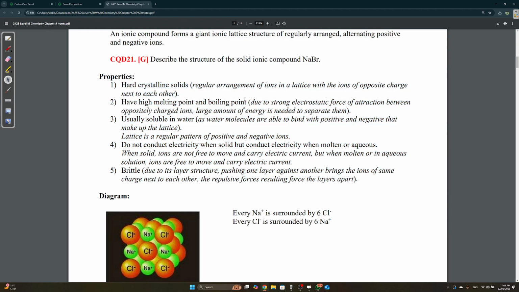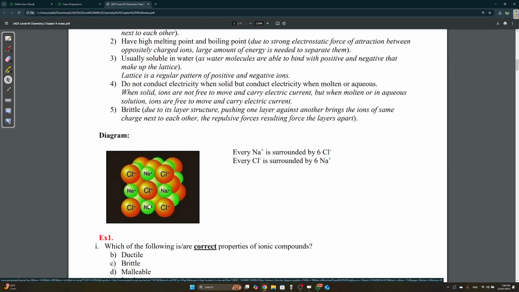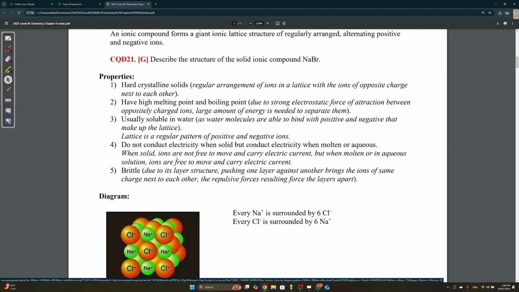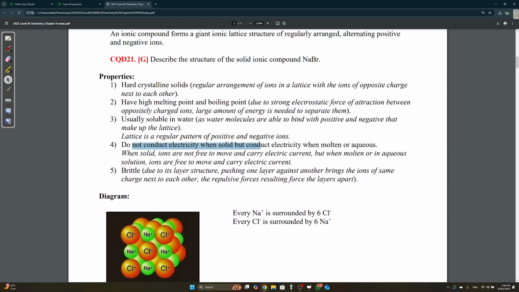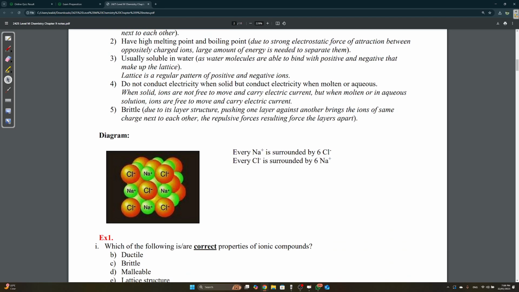Obviously, they're hard. Why? Because of the arrangement, right? They have high melting point and boiling point because they're strong. Usually soluble in water because they're made out of ions. The lattice is a pattern of positive, negative, negative, positive, negative, positive, all bonded together. They do not conduct electricity as solids, but when they're molten or aqueous, they can conduct. When you dissolve them, they can conduct, because when solid the ions are not free, but when molten or aqueous the ions are free. Brittle, why brittle? Because of the structure. You can see here, you can push the ions against each other.